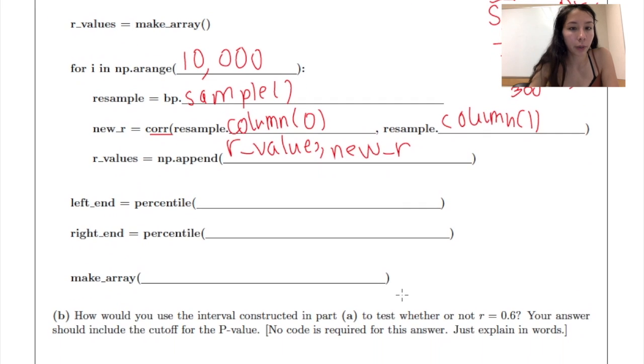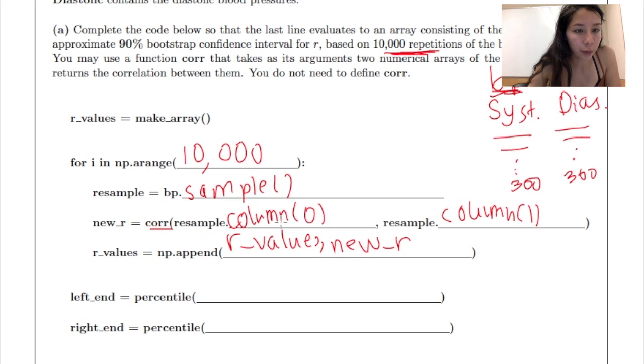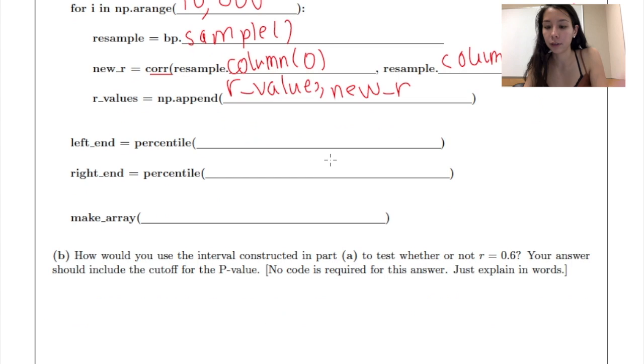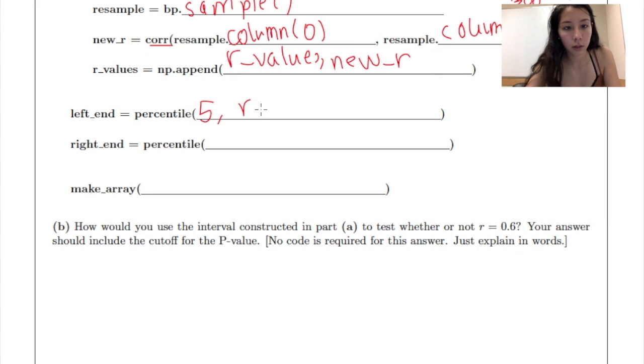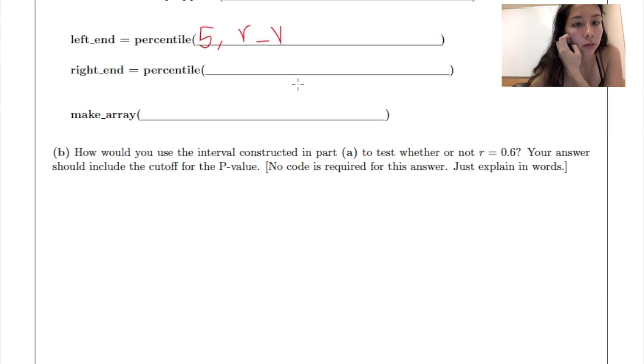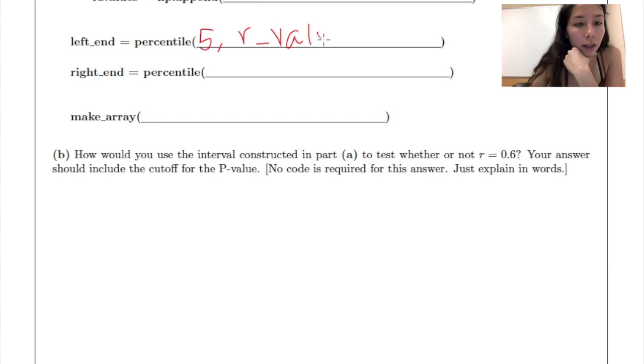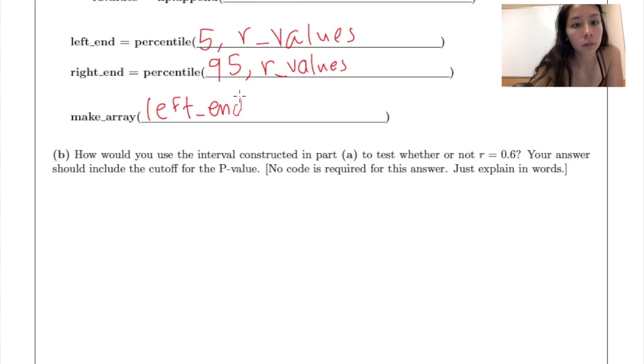So now we're looking at the confidence interval, and we're looking for a 90% bootstrap confidence interval. So on either end of that is going to be 5%, since we're looking for 10% off the entire thing. So percentile 5 for the left end, r values, and 95 for the right side. And we want to finally be returning left end and the right end.